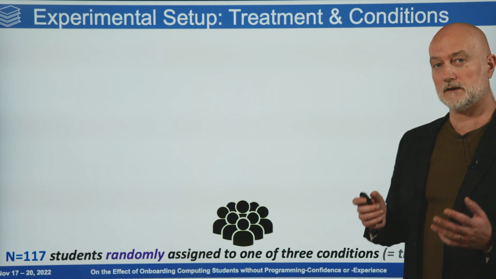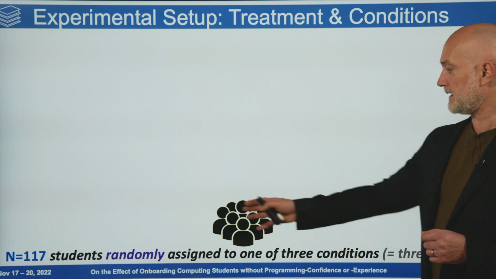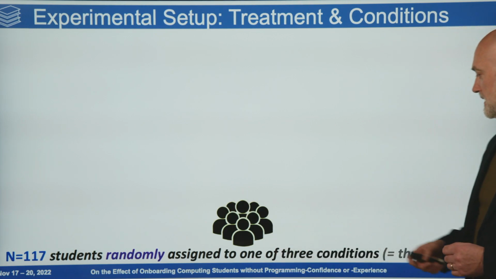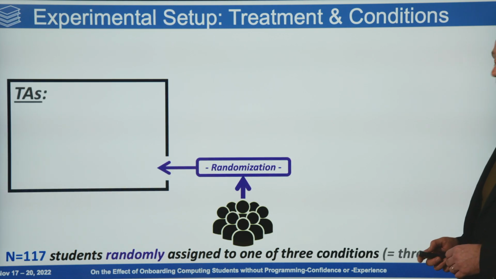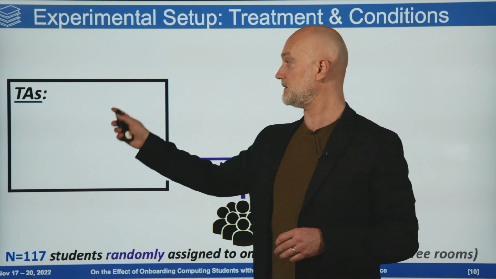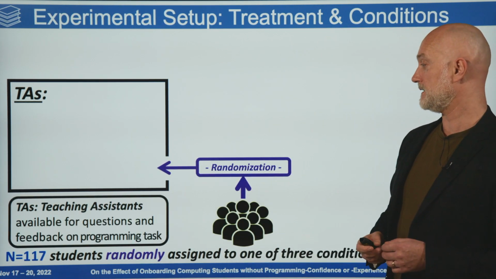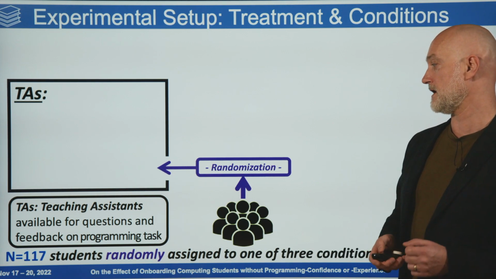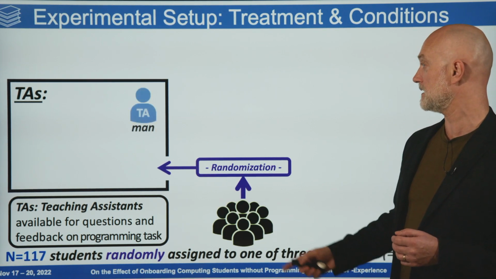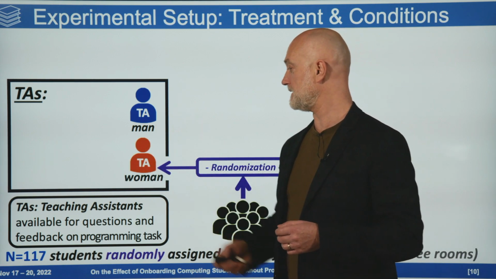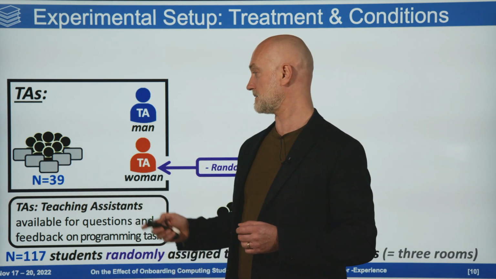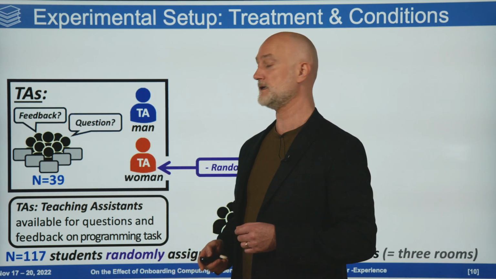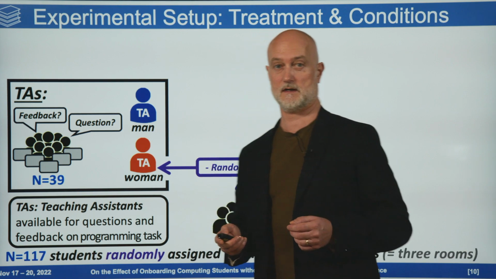So if we look at the conditions here, we had 117 students which were randomly assigned to one of 3 conditions represented by one of 3 rooms. So here we have the first condition, which is called TAs, wherein teaching assistants are available for questions and feedback on the programming task. Here we had a male and a female teaching assistant, and 39 students were randomly assigned to this condition, where they could ask the TAs for feedback or ask questions.